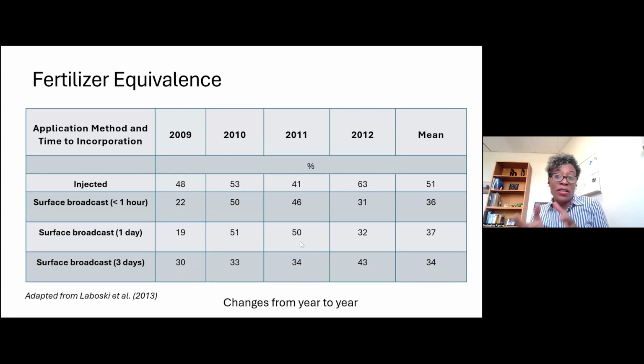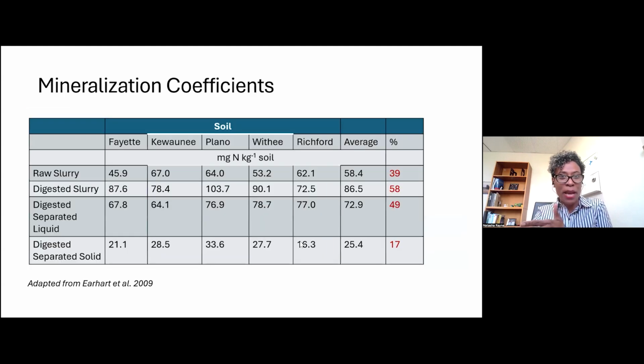And using this methodology, then Lebowski et al. looked at injection, surface applied, surface broadcasting over different years, of manure, and calculated the availability coefficient out of this. And that 51% for injected manure looks very close to that injected manure that you saw in the previous table we talked about. I think it was around 50%, right? All right. The other thing that I want to point out is the variability from year to year, right? So we see that effect of environment coming back.